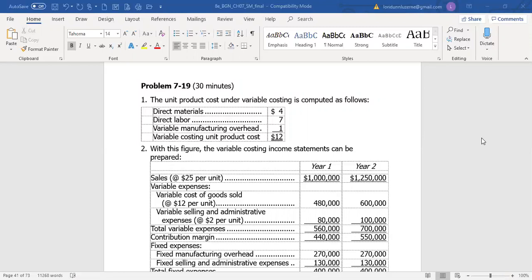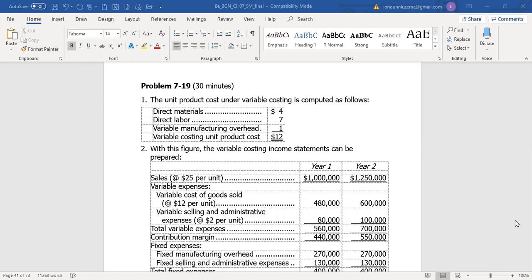The next page, the company's $18 unit product cost is determined as follows. Direct materials are 4, direct labor 7, variable manufacturing overhead is $1, fixed manufacturing overhead per unit is 6. So the total absorption costing unit product cost is $18. 40% of the fixed manufacturing overhead consists of wages and salaries. The remainder is depreciation on product equipment and buildings.